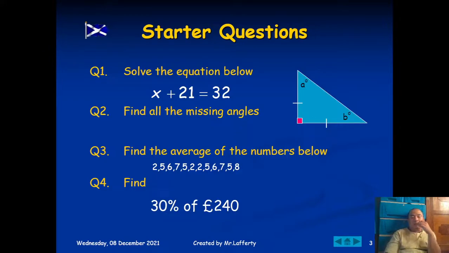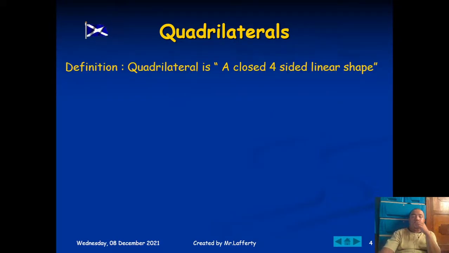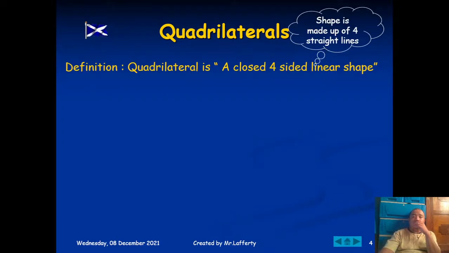Number 4, find 30% of 240. A shortcut is to use 3 over 10 times 240. 240 divided by 10 is 24. 24 times 3 is what? 72. Okay, 72 is the answer. 72 pounds.